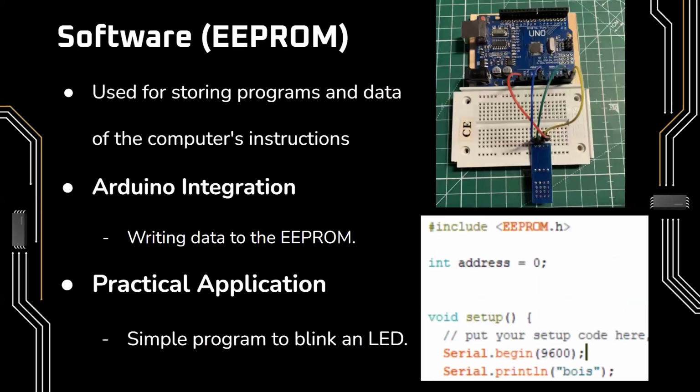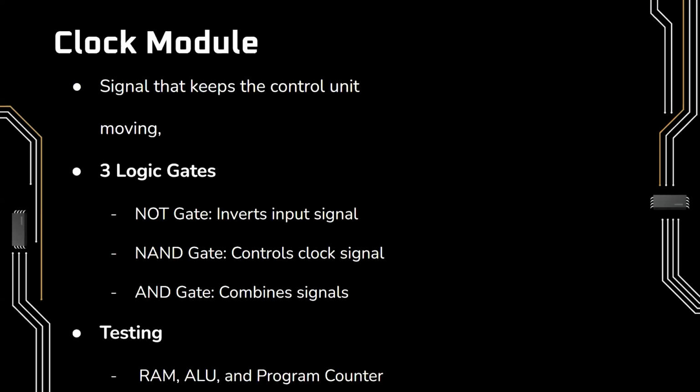So this is the software we had. We use an EEPROM, which is a memory chip that's used for storing programs and data based on the computer's instructions. To simplify the process of writing data to the EEPROM, we used Arduino. We were able to code it to have an easier way to actually write data into the chip. This can be used for something simple like blinking an LED, but also for something more complicated like controlling a microcontroller.